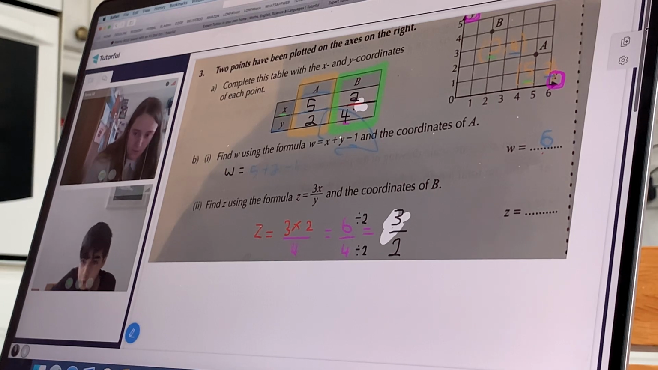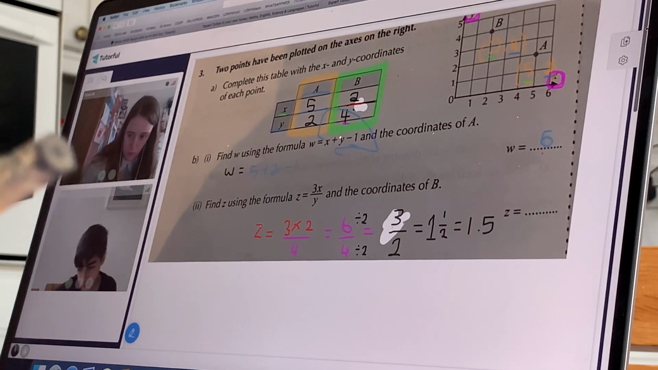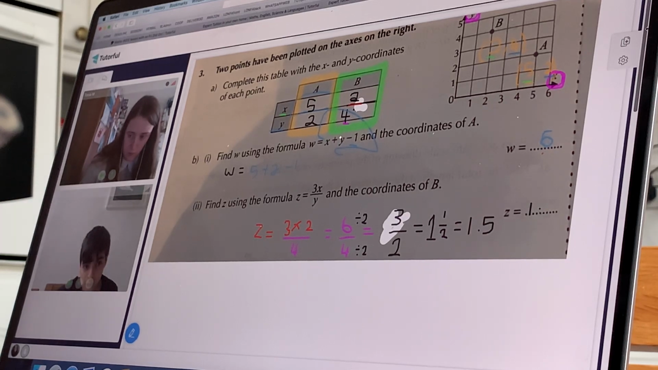So 3 over 2 can also be 1.5. Not 3.5, but 1.5. Yeah? 1.5. Then you see 8. You have to divide 1.5 by 8.